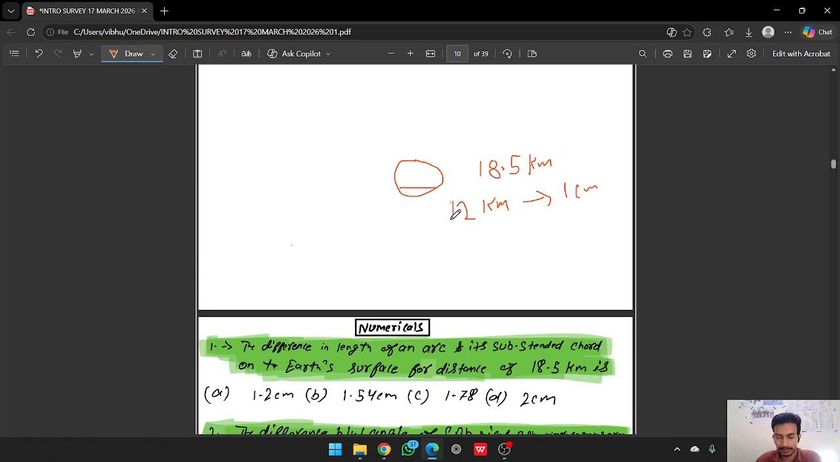Now we have to find this plane, and this is 1 centimeter geodetic survey. So we have to multiply it by 1 by 12, multiplied by 18.5. We will get the answer.